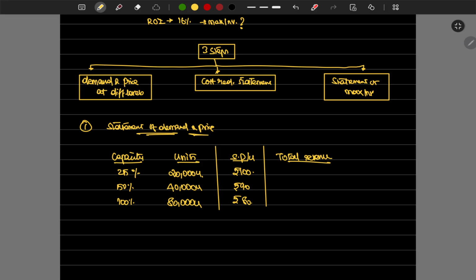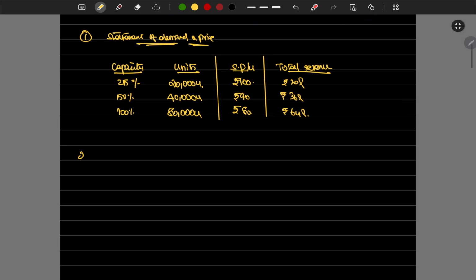So multiply: 20,000 into 100, which is 20 lakhs. 40,000 into 90, which is rupees 36 lakh. 80,000 into 80, which is rupees 64 lakh. Yes, we have found this out now.